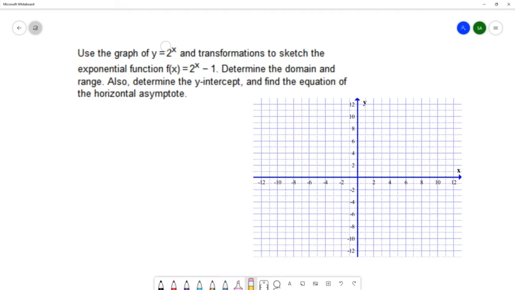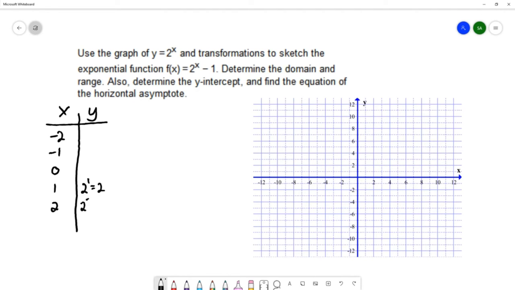So first we need to be familiar with the graph of our base function, y equals 2 to the x. So I'm going to start by plotting points on this base function. I'm going to use a standard set of points, -2, -1, 0, 1, and 2, and we'll substitute it into the equation 2 to the x. So I'm going to start down here with the easier ones, and that would give 2 to the first power is 2, 2 to the second power is 4, 2 to the 0 power is 1, 2 to the -1 power is 1/2.